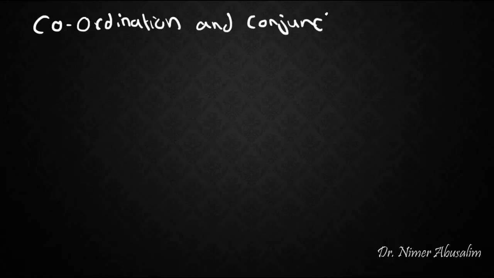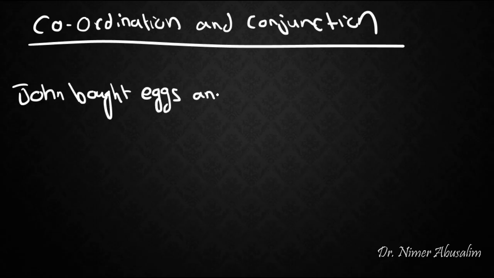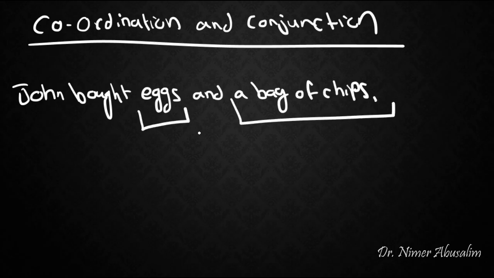Another piece of evidence that our flat structure that we've been assuming so far is not the right way to go comes from coordination and conjunction. So the idea behind coordination and conjunction is that it shows us that two constituents are of the same type. So for example, if I say John bought eggs and a bag of chips, I know that a bag of chips and eggs have to be of the same type because they are coordinated together. So if eggs is a noun phrase, a bag of chips must also be a noun phrase.